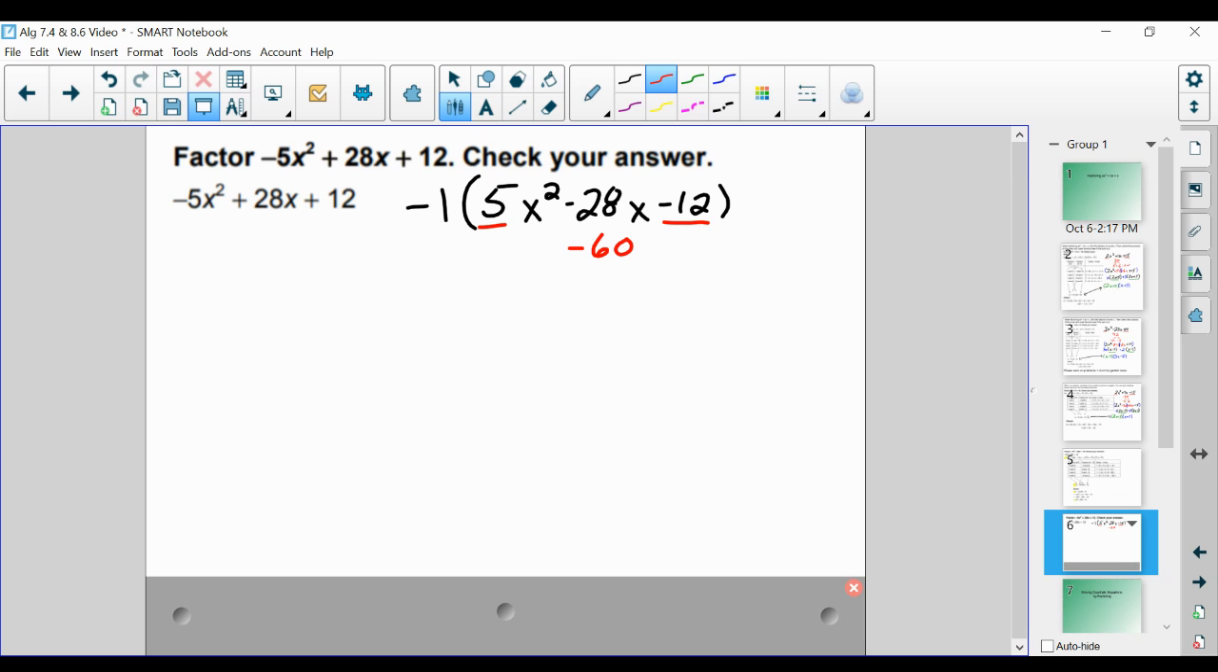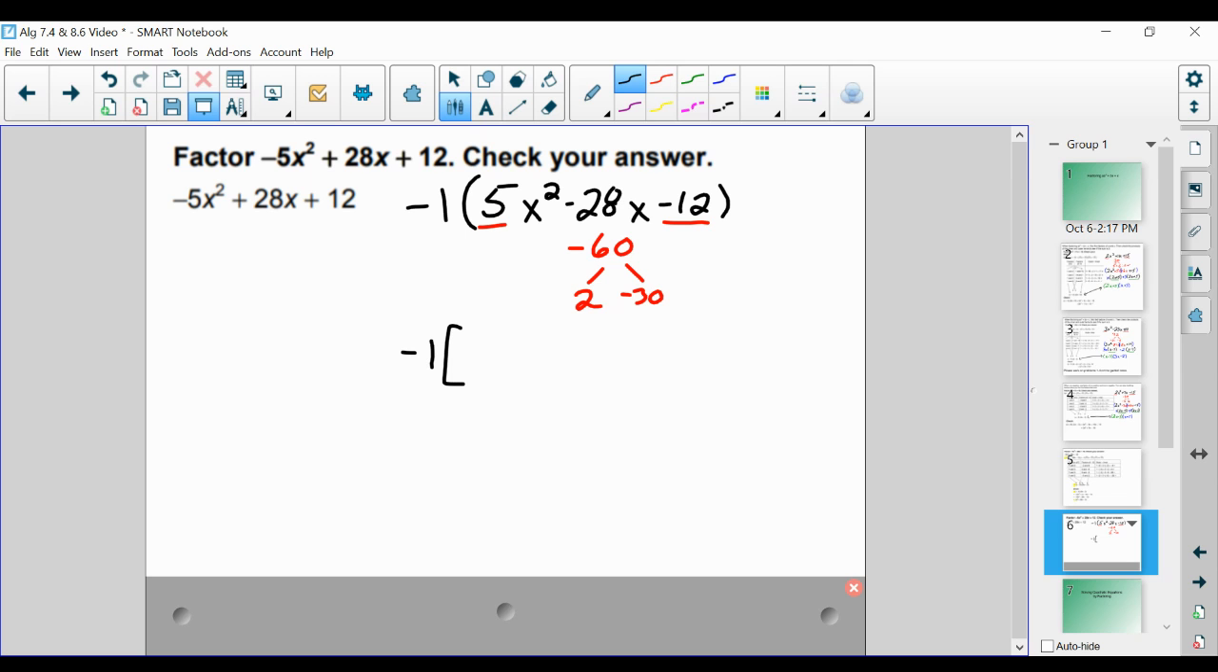Since I know this current value is negative, one factor has to be positive, one factor has to be negative, and since we have a negative b value, the bigger factor is going to be negative. So let's think of what two factors of 60, when subtracted, gives us 28, 30 and 2. So that means we have +2 and -30, because 2 plus -30 is -28.